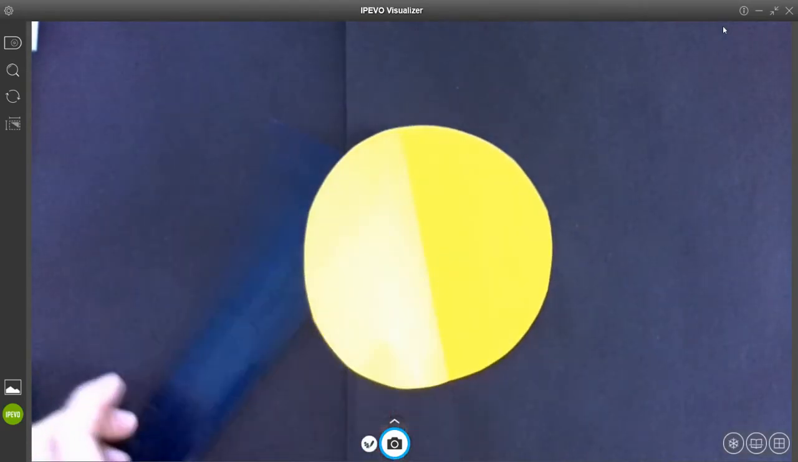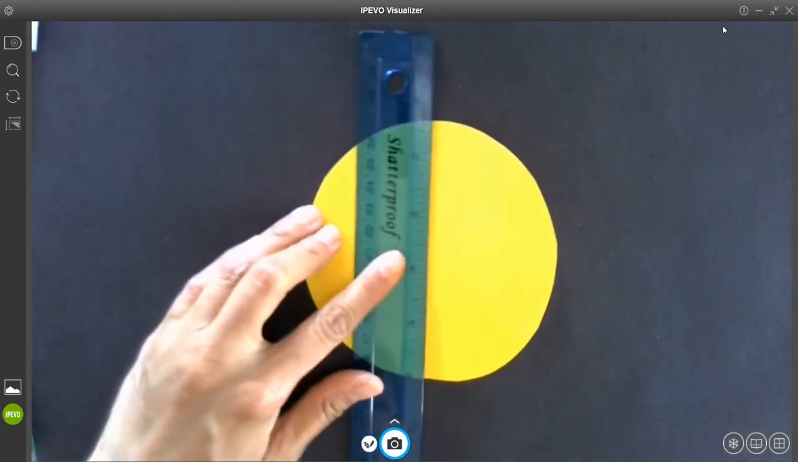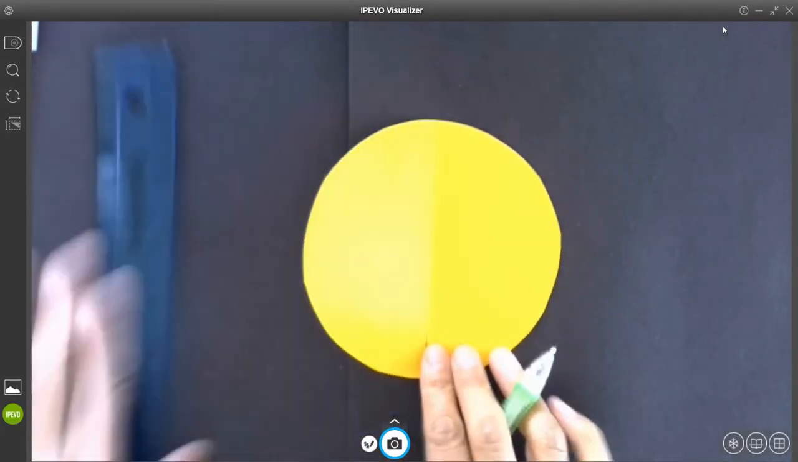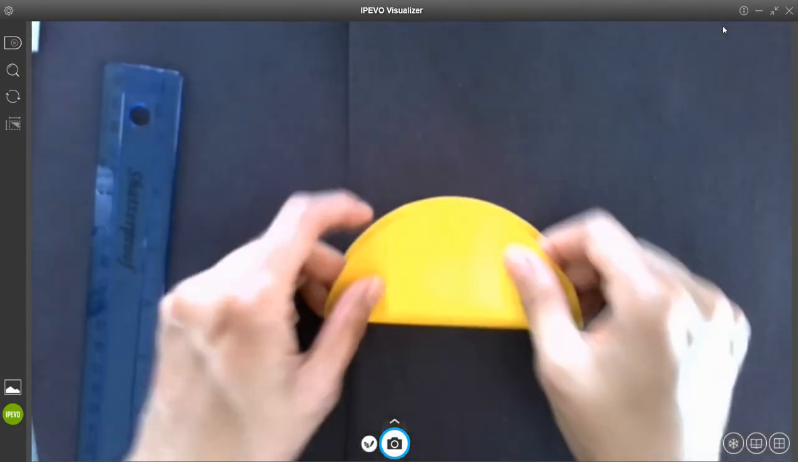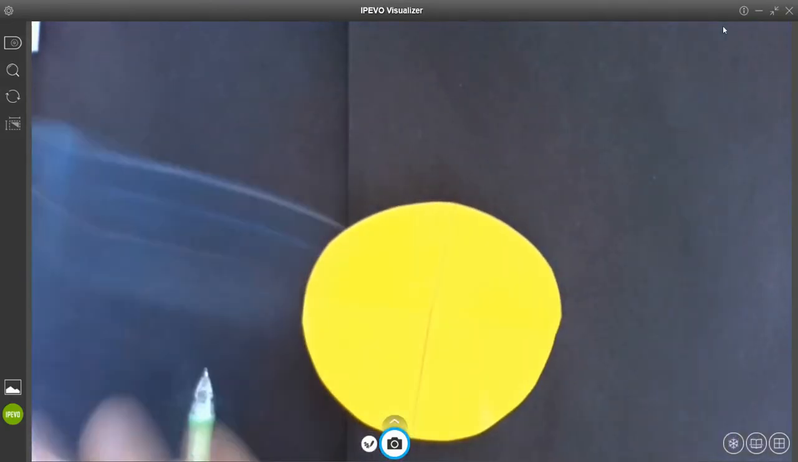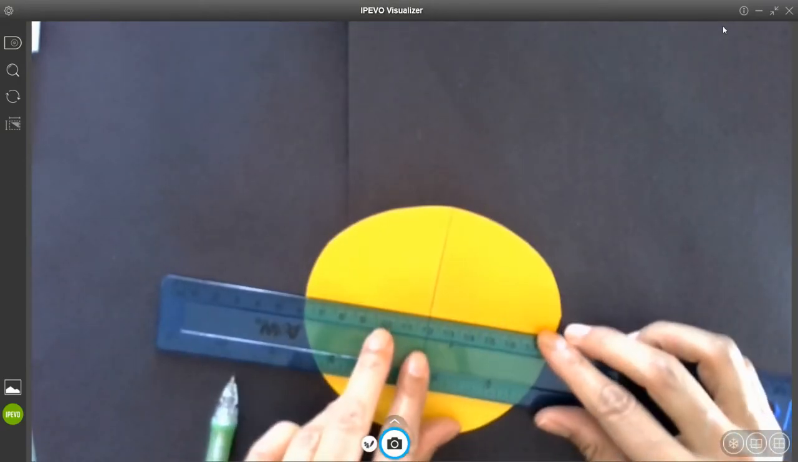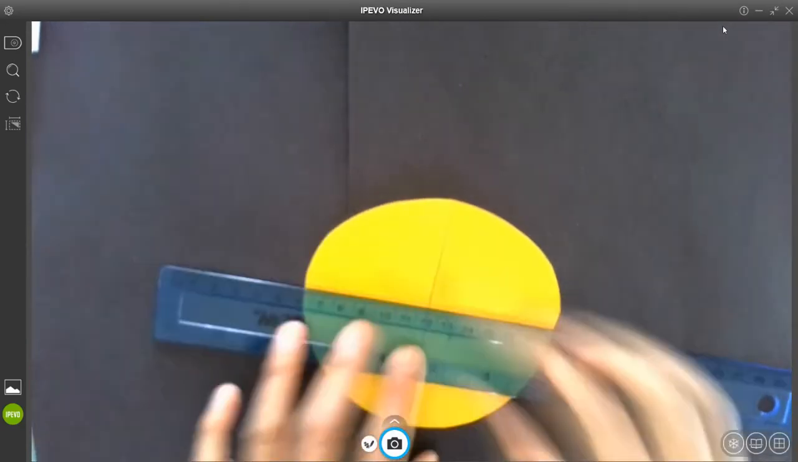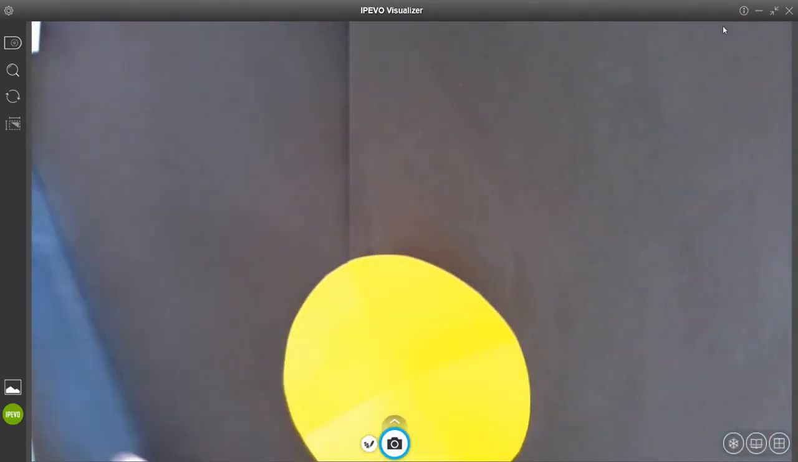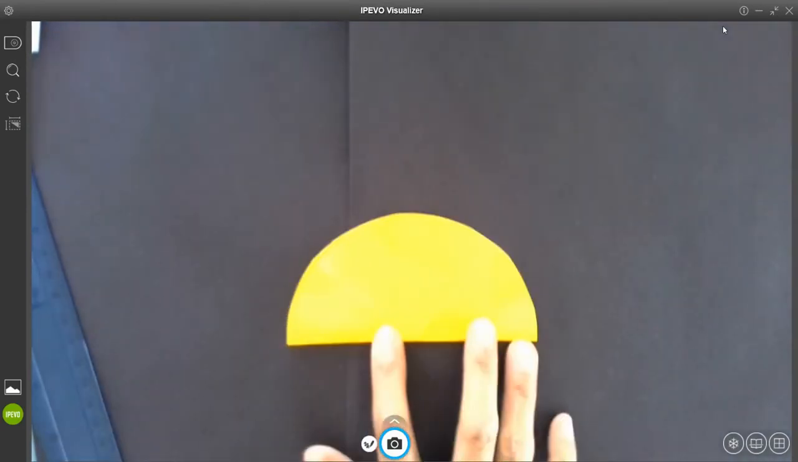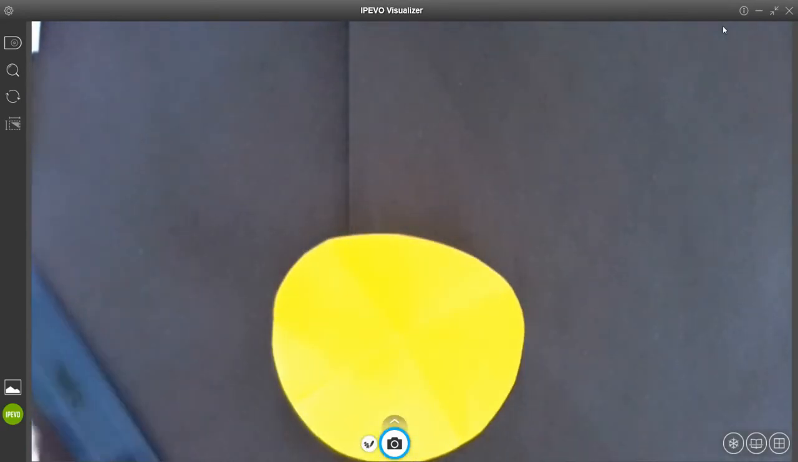So I'm going to trace that. You can see both sides are identical. They are the same on either side of that line of symmetry. I'm going to fold it this way. And I found another one. It seems very easy on this circle to find a line of symmetry. So I'm noticing that whenever I fold it in half, I find a line of symmetry. I'm going to fold it in half this way. Again, all of it matches up with the other side. I'm going to draw that.